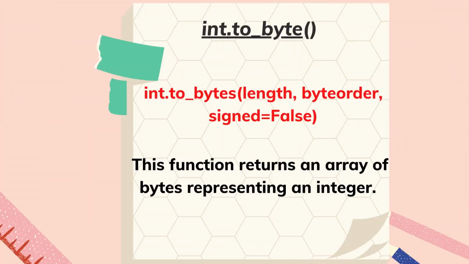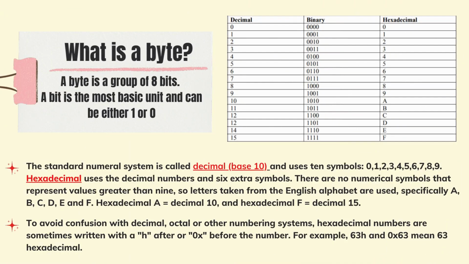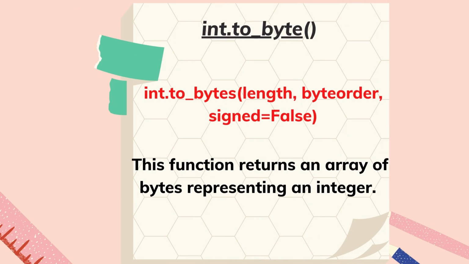This function takes an argument from the user. This function returns an array of bytes representing an integer. Byte representation has a value from 0 to 255, that is from 00 to FF. 1 byte has 8 bits. That's why its maximum value is FF. This function is used where you need to convert bytes or byte arrays to integers for further data processing.